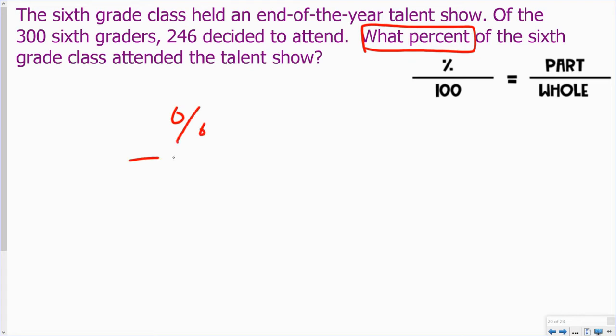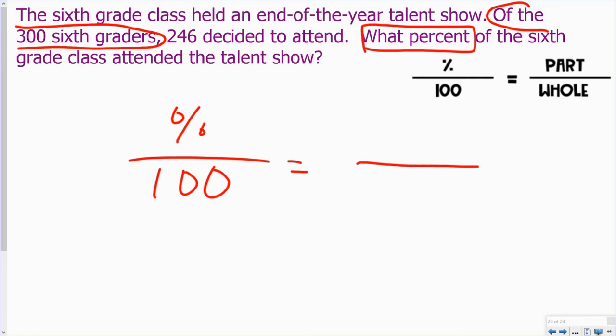So I'd set up my percent proportion, just like I've been doing with the other ones. And now I need to figure out what my part is and what my whole is. So it says right here, of the 300 sixth graders. So that's my whole amount. That's how many total sixth graders I have. And again, my key is kind of the "of" here. And then the part is the group that decided to attend, which is right here.